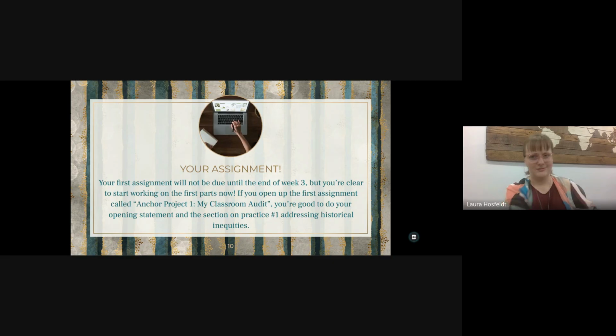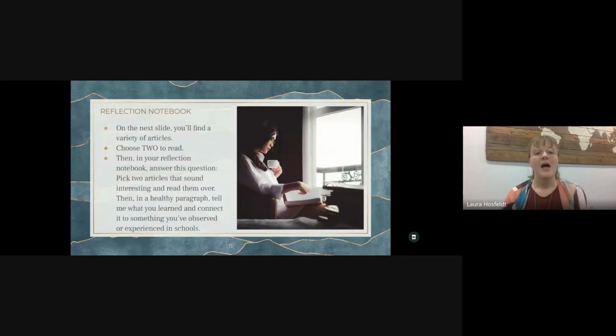Let me double check my planner. I do have week 3 set aside entirely for you to work on that anchor project though. So if it's easier for you to put that off until later, you will have week 3 to work on that. The only thing you have in week 3 is work on your anchor project and do a discussion board post. So there's that for you.